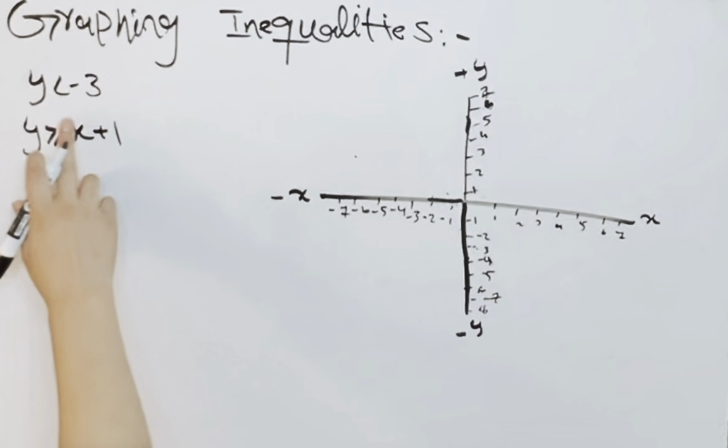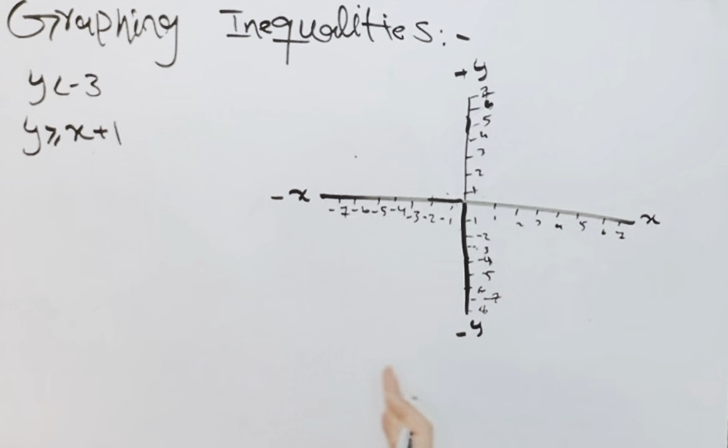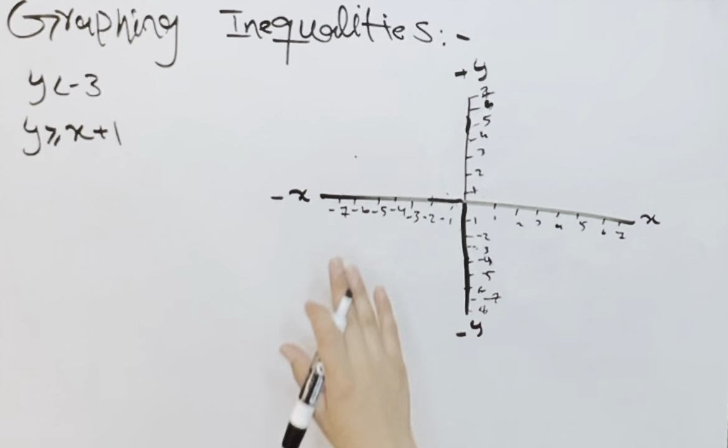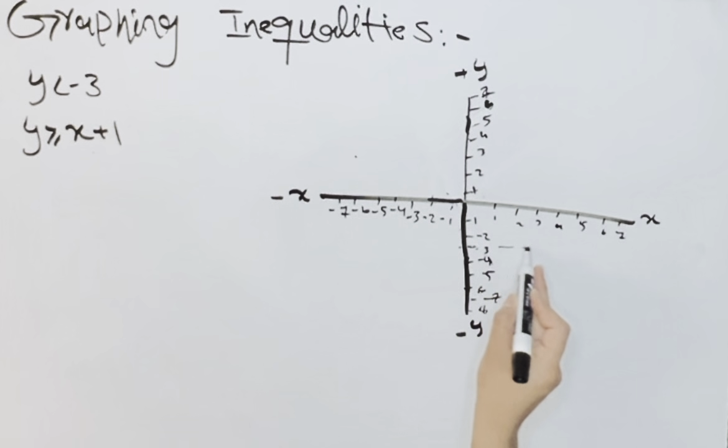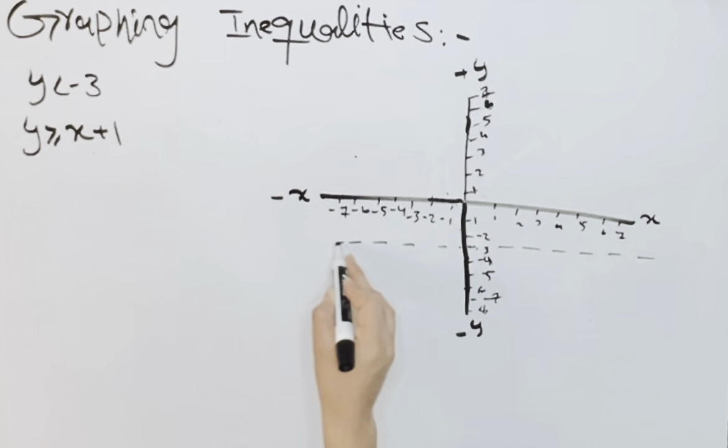Okay, y is less than negative 3 is something that we didn't do in this class, but I want to tell you what this is. It's basically a horizontal line, which means when I'm drawing it out, all my y values should be negative 3. And if you think about it, it should be a line that crosses our y-axis at negative 3, which means it should look something like this.